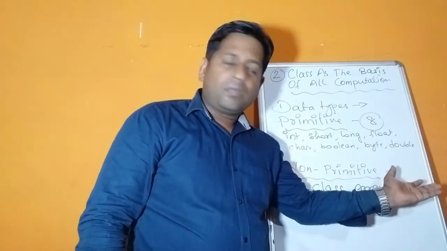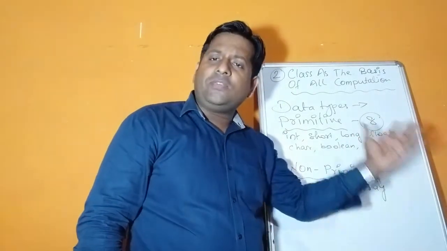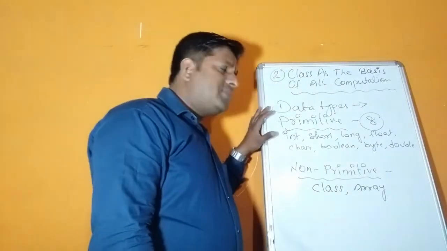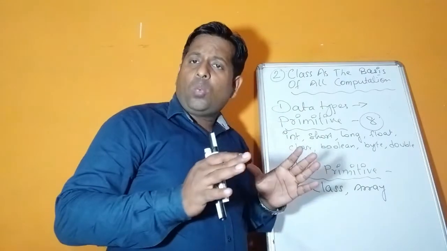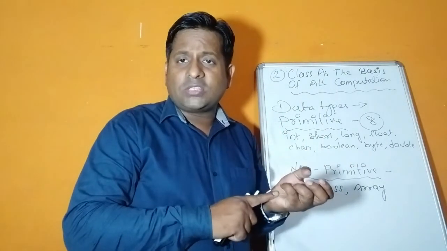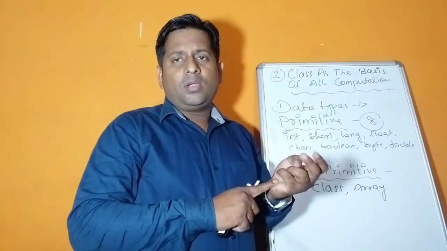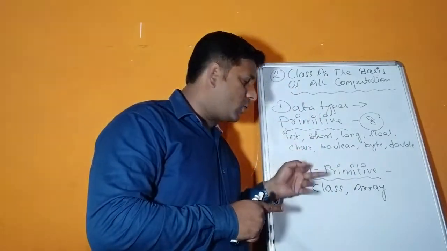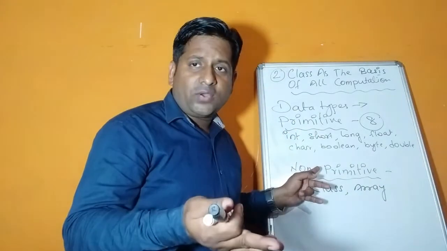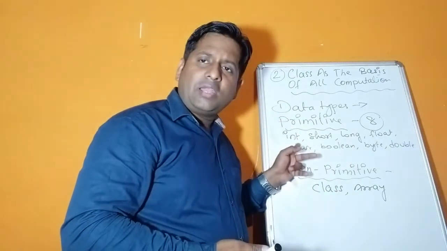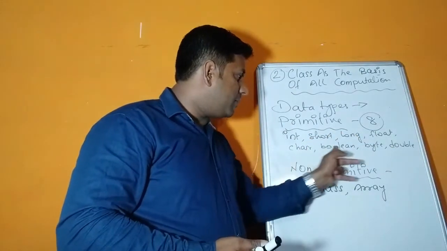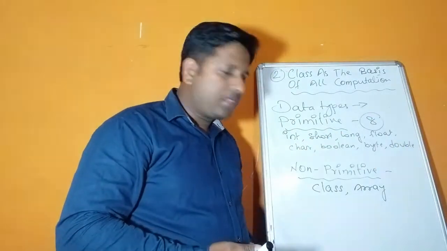Class and array are examples of non-primitive data types. So children, once again I am saying, what is a data type? It is the information about what kind or type of value a variable will store. It is of two types, primitive and non-primitive. Primitive is inbuilt; non-primitive is user defined. How many primitive types? 8 types. What are they? Int, short, long, float, char, boolean, byte, double.